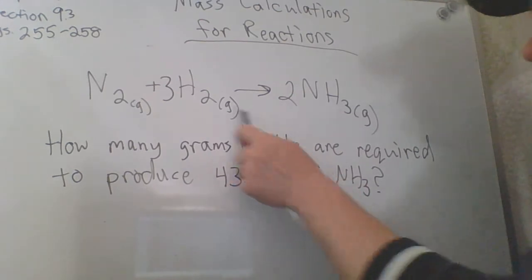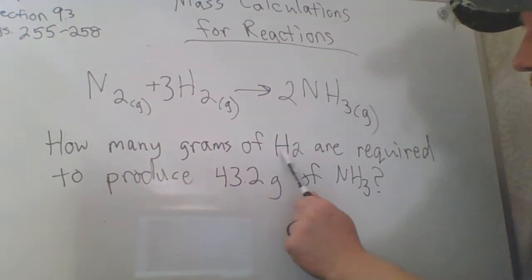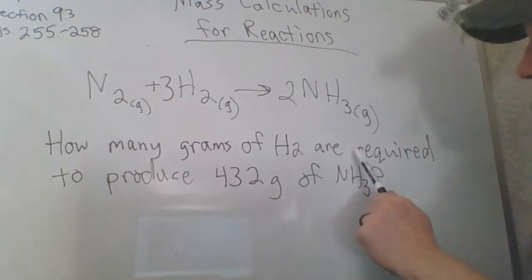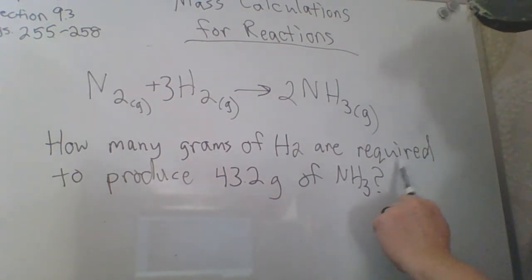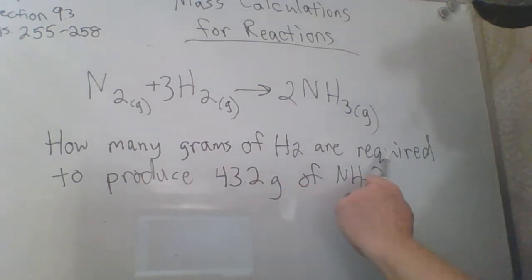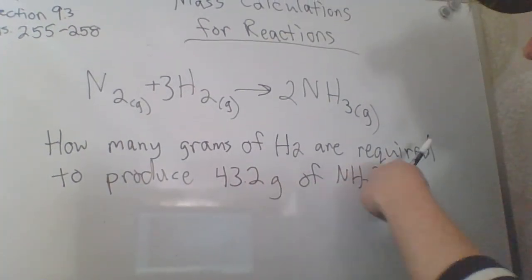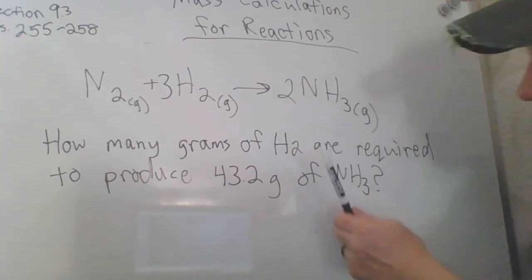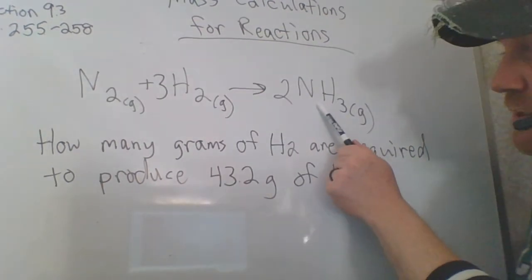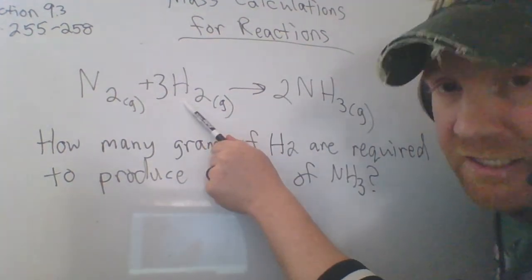How many grams of H2, or hydrogen, are required? It's a reactant, so we need some, right? How many grams of that are required to produce 43.2 grams of NH3? What the question is asking is, we are going to produce 43.2 grams of this stuff. We want to know how much of this stuff we need.